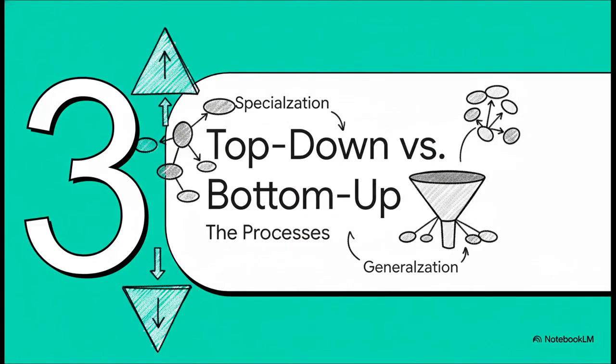Okay, so we know what these hierarchies look like, but how do you, as the designer, actually go about creating them? Well, there are two main ways to think about it, and they're basically mirror images of each other: specialization and generalization.